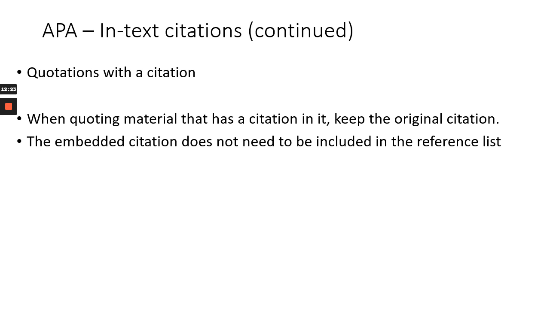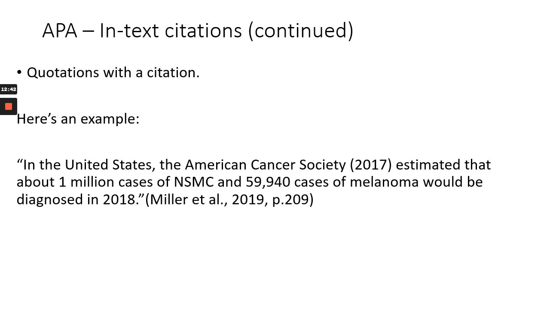Quotations with a citation. When quoting material that has a citation in it, keep the original citation. The embedded citation does not need to be included in the reference list. So you do not need to put the original citation source in your reference list. Here's an example. In the United States, the American Cancer Society in 2017 estimated that about 1 million cases of NMSC and 59,940 cases of melanoma would be diagnosed in 2018. Miller et al., 2019, page 209.